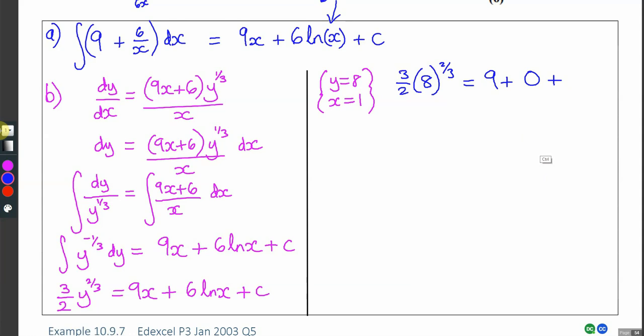So the right hand side is 9 plus c, and the left hand side is 6. So c is negative 3. Let's put that back into the general solution.